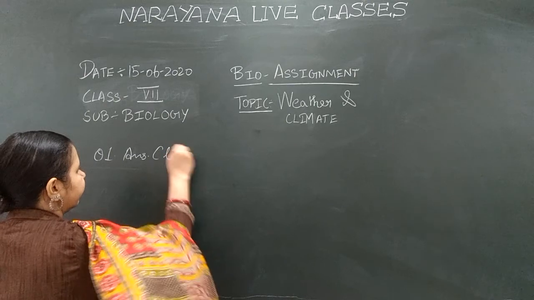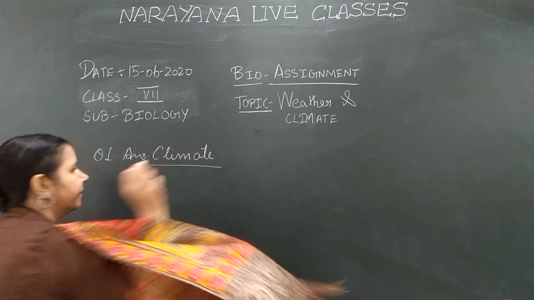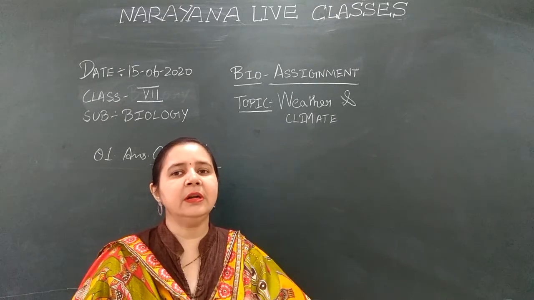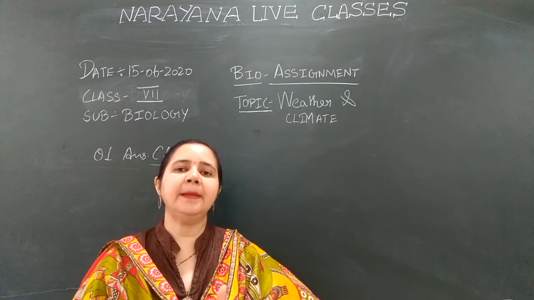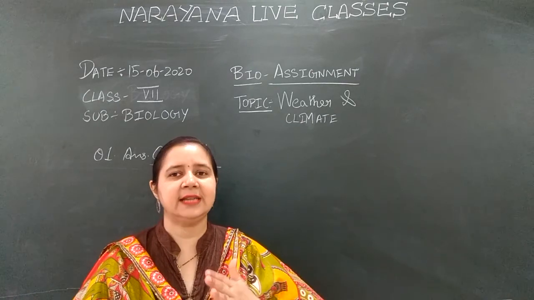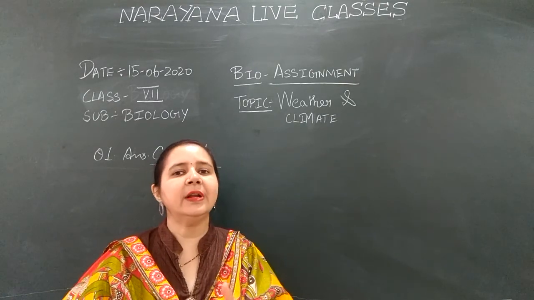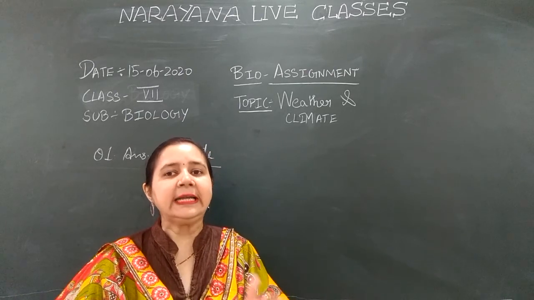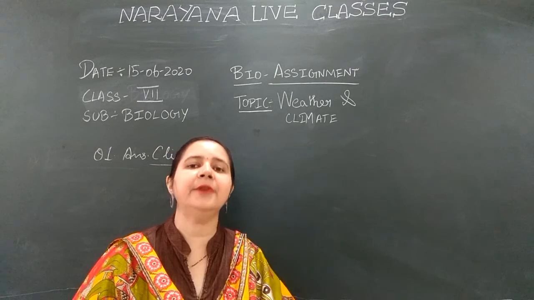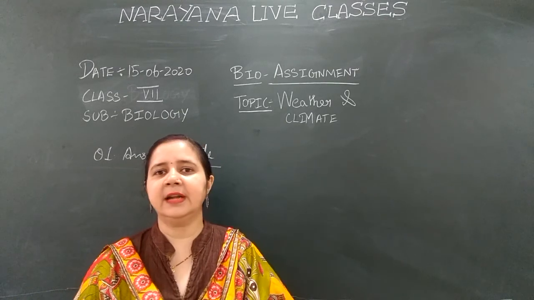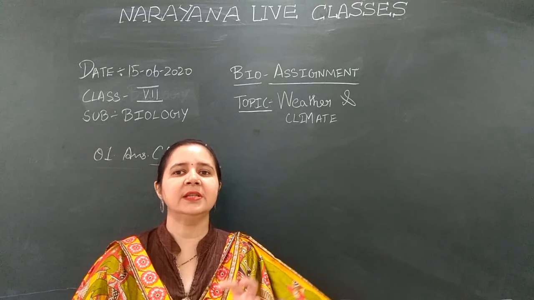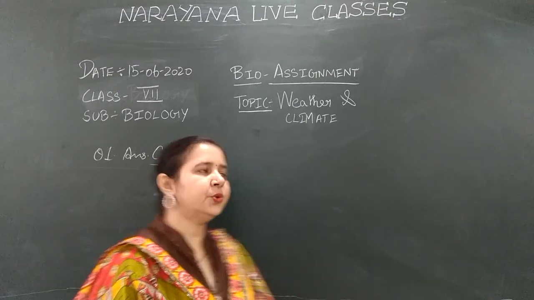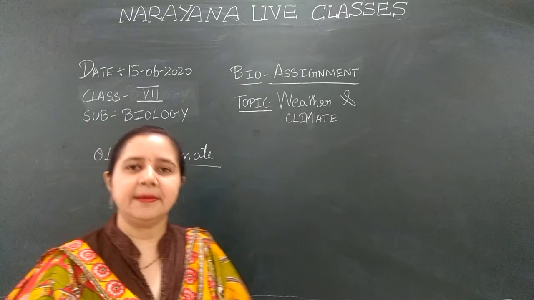How come? See, we know very well that the weather is the change in the condition of the atmosphere on a daily basis. But when the pattern of this change is taken for a particular place over a long period, that means for 20 to 25 years, then it gives the climate of that particular place. For example, the climate of Jammu and Kashmir is always cold. The climate of Rajasthan is hot and dry. Okay, so the answer to question number 1 is climate.